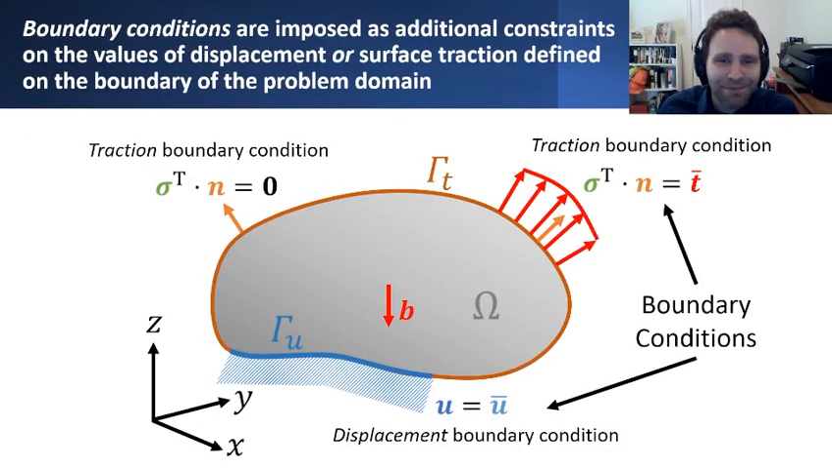So to give you an example of what this might look like, suppose we had this continuum potato thing, which I'll call omega, and maybe on the boundary of this solid object, I might prescribe different boundary conditions. And these boundary conditions might come in two different flavors. There are displacement boundary conditions, such as the one shown in blue for gamma u, which will be the portion of the boundary over which I will choose to prescribe so-called displacement boundary conditions, or constraints imposed directly on the value of the displacement field along that particular boundary.